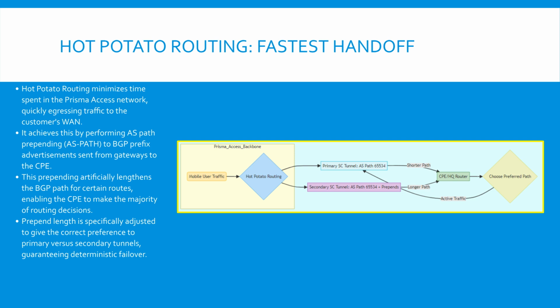Since BGP always chooses the path with the fewest AS hops, the CPE HQ router, Node C, instinctively chooses the preferred path, Node K, which is the primary SC tunnel, S1, due to its perceived shorter path. This active path selection ensures the fastest egress and reliable failover when the primary path becomes unavailable, making the routing behavior predictable and highly controlled by the customer's CPE.